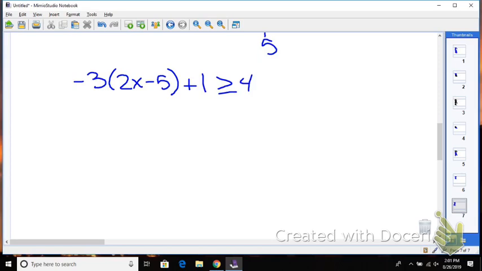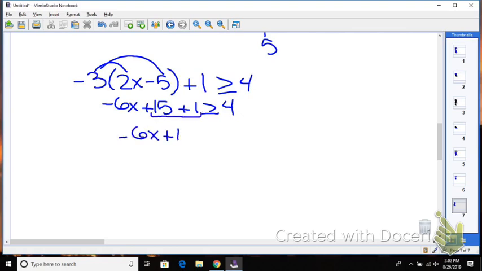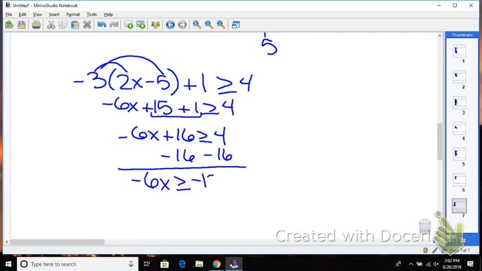Okay, what's my first step for this problem? Distribute. Distribute this negative 3 in. So I have a negative 6x plus 15 plus 1 is greater than or equal to 4. Now I need to combine the 15 and the 1. So I have negative 6x plus 16 is greater than or equal to 4. Then we're going to subtract 16 over. So we have negative 6x is greater than or equal to negative 12.